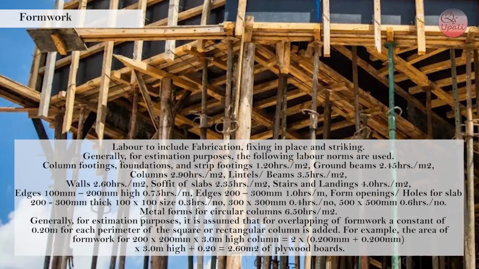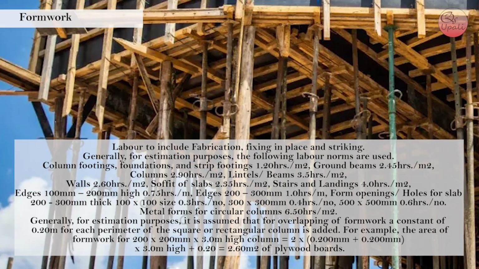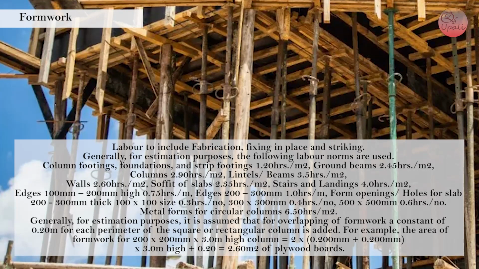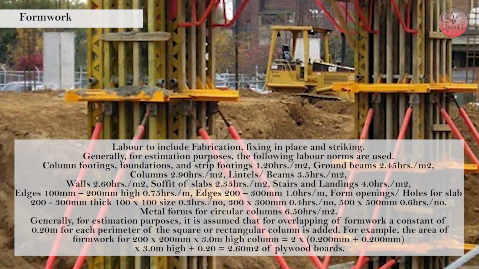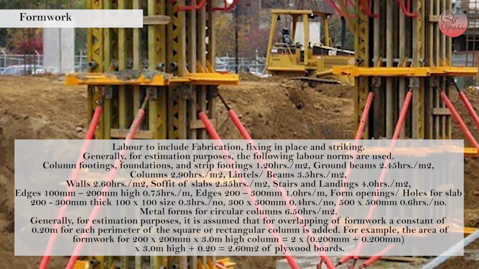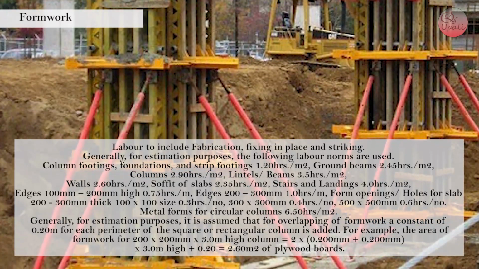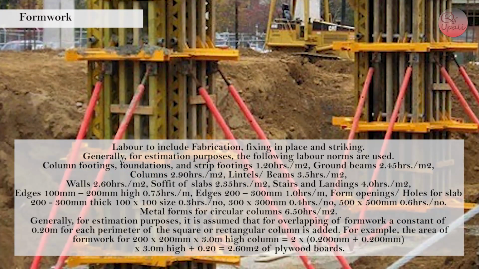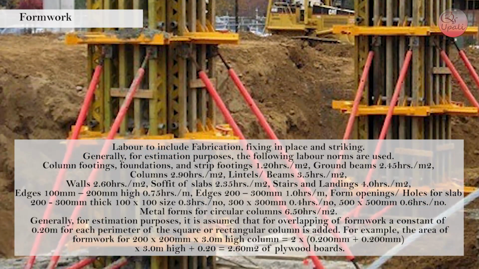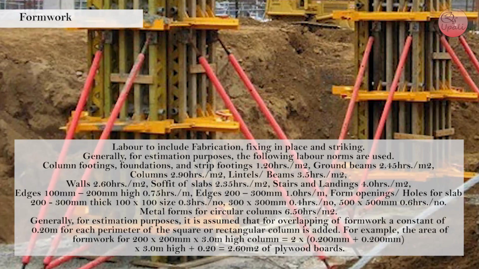Generally, for estimation purposes, it is assumed that for overlapping of formwork, a constant of 0.20 meter for each perimeter of the square or rectangular column is added. For example, the area of formwork for 200 by 200 mm by 3 meter high column equals 2 into 200 millimeter plus 0.200 millimeter into 3 meter high plus 0.20 equals 2.6 meter squares of plywood boards.